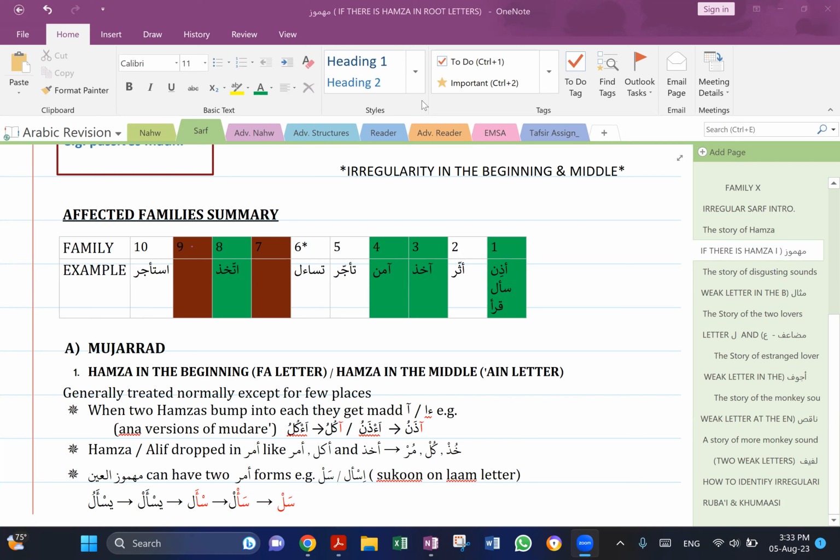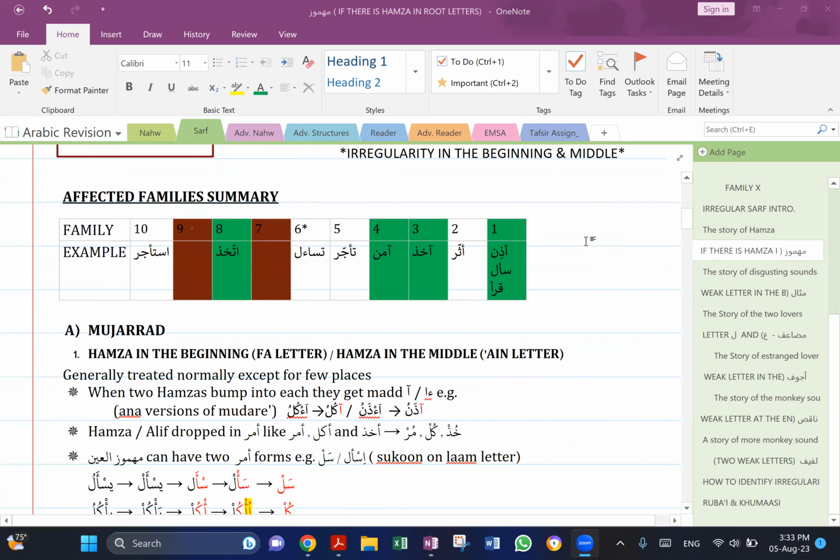So we studied Mahmooz last week, irregularities, irregular Sarf, and we said about three major things about Mahmooz. Okay, so who remembers? What about Mahmooz? Who remembers the three main things? We talked about Hamza. We talked about the story of Hamza, and we said if you just know a couple of things about Hamza, that's it. You're set with Mahmooz.